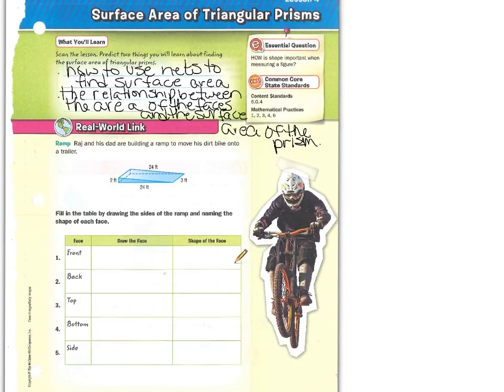Okay, let's look at a real-world situation here. Raj and his dad are building a ramp to move his dirt bike onto a trailer. Fill in the table by drawing the sides of the ramp and naming the shape of each face.